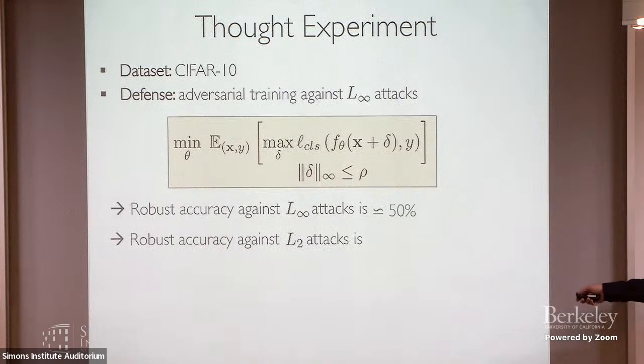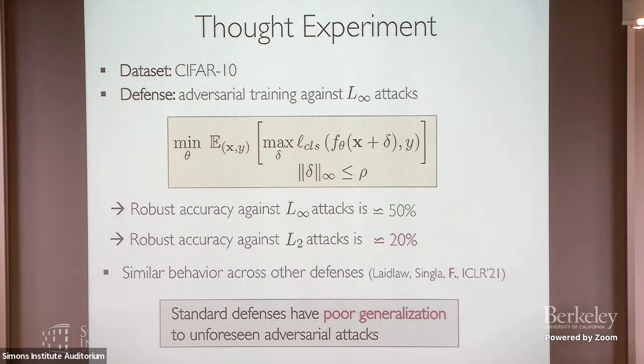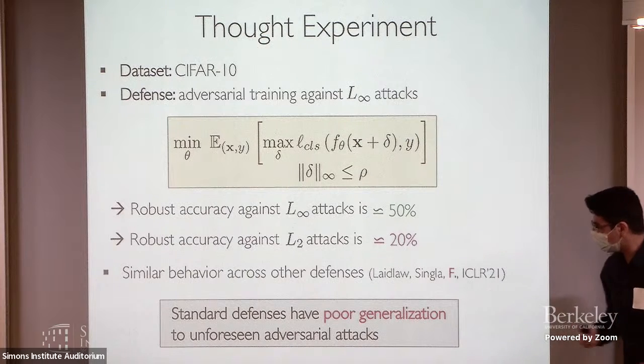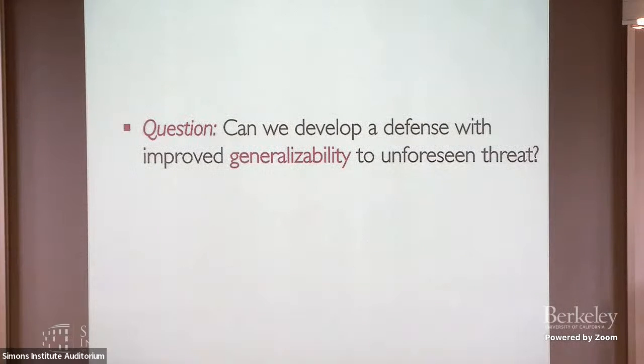But now if you look at robust accuracy against L2, you get 20%. And think about this. This is CIFAR-10. 10% is random guessing. But with all of the hype that we have, for L2, we get basically 20%. And this is not just for this particular defense. We have observed similar behavior across many, many other defenses. It's joint work with two of my students, Cassidy Laidlaw and Soheil. Is it the same radius? Roughly speaking, the same, because the metrics are different. How to translate one to another, I'll talk about it, but both of them are imperceptible. So basically, what we say here is that standard defenses have poor generalization to unforeseen adversarial attacks. So the question is, how can we develop a defense with improved generalizability to unforeseen threat models when you don't know the threat model ahead of time?